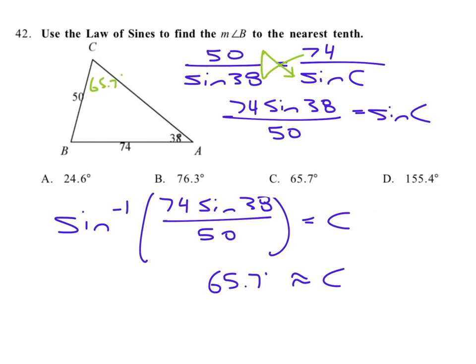We're looking for B, and the answer is going to be whatever is left over from 180 when we subtract those two. Okay? Understand? So let's first write 65.7 plus 38. We add those together, we get 103.7. And then we've got to take 180 and subtract from it 103.7. And in fact, we have to do something interesting here.